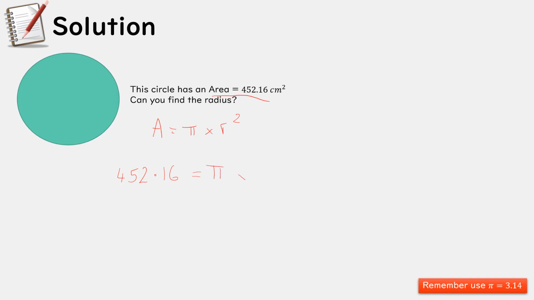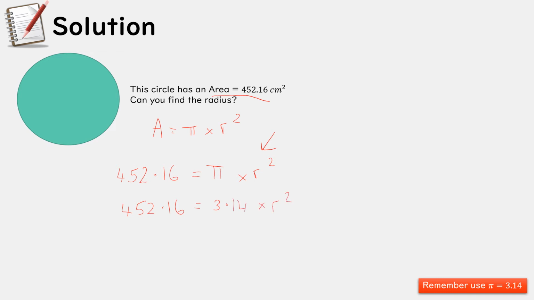452.16. The rest of it we're not sure about. We're trying to find out what the radius is, but we know that pi is that symbol for 3.14. So I'm going to write the same thing again on the line below, but instead of pi, I'm going to write what number we know it is.